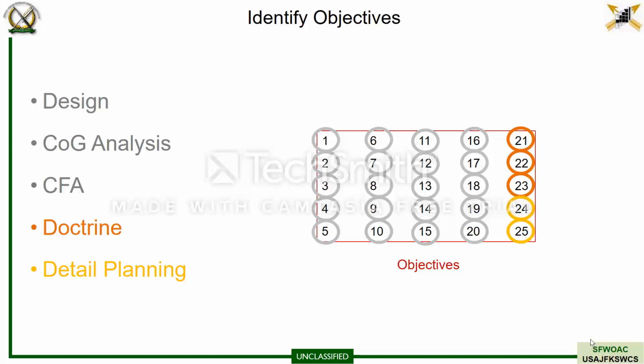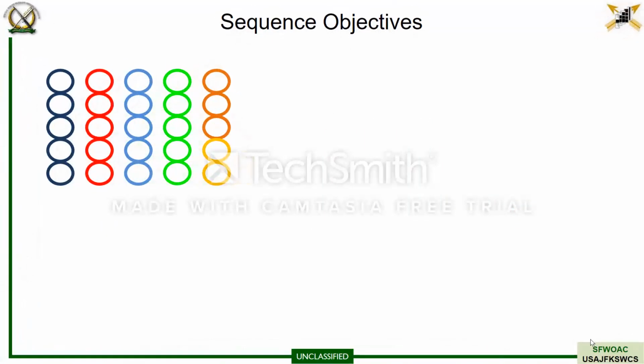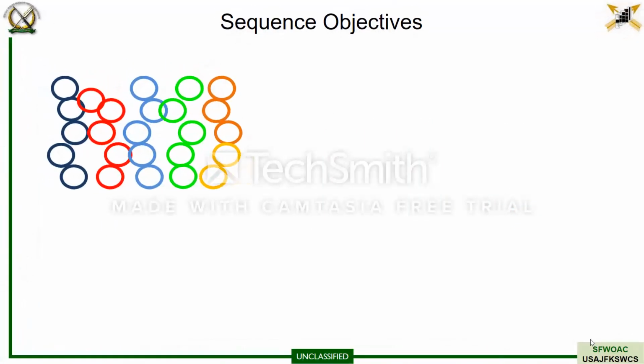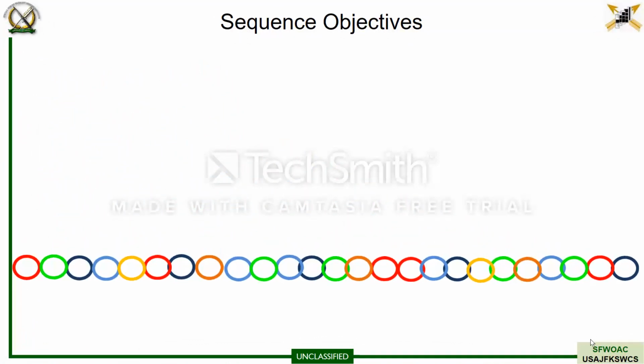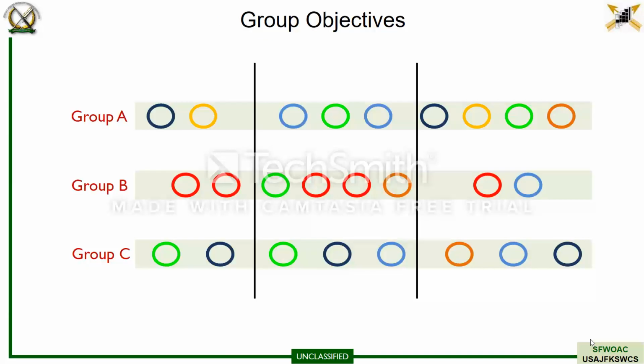After the objectives have been identified, they are sequenced in the order of execution. This process assists with visualizing the flow of activities during the conduct of operations. Now we are ready to bundle the objectives into groups that represent a set of activities.